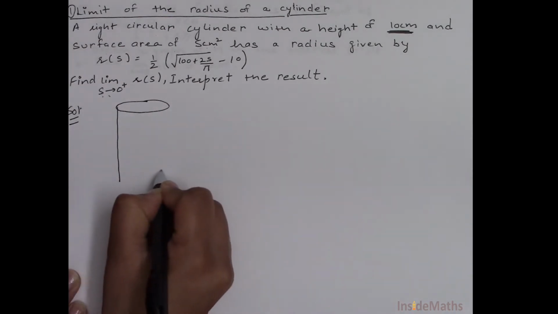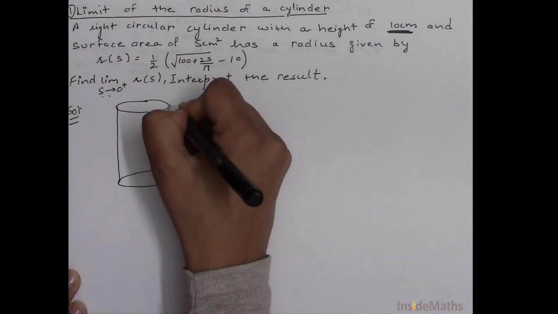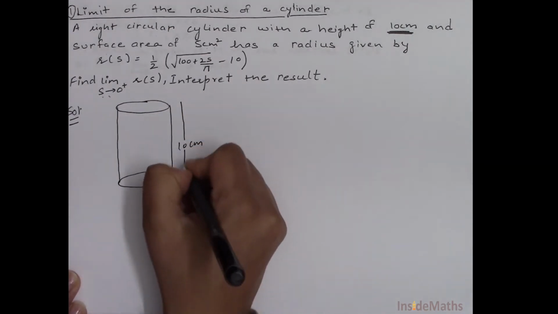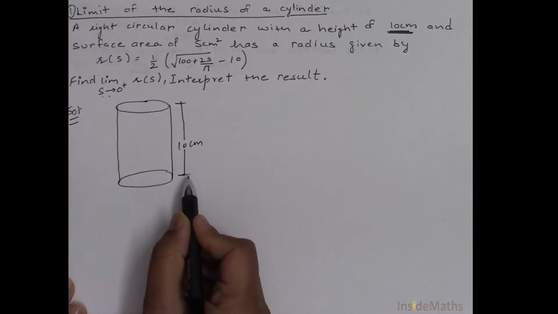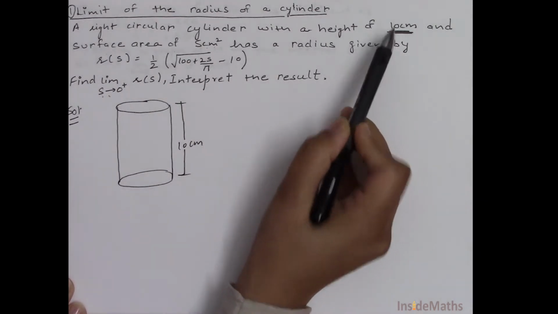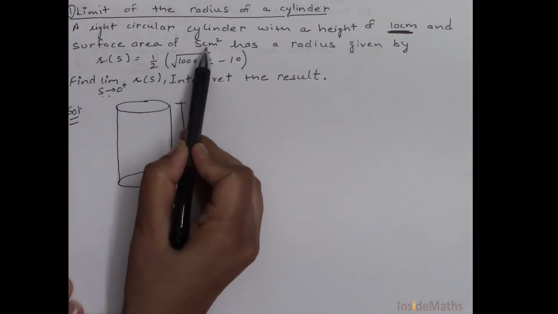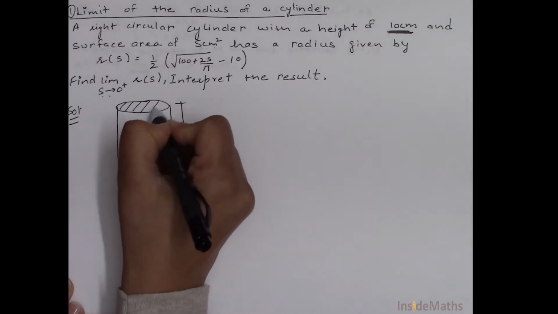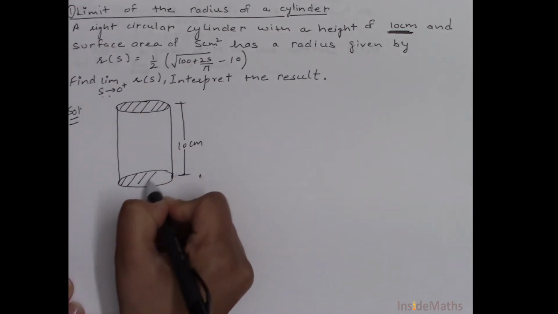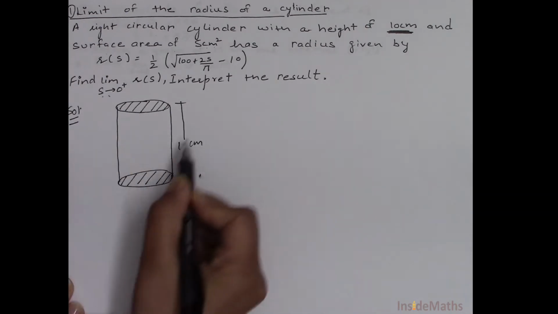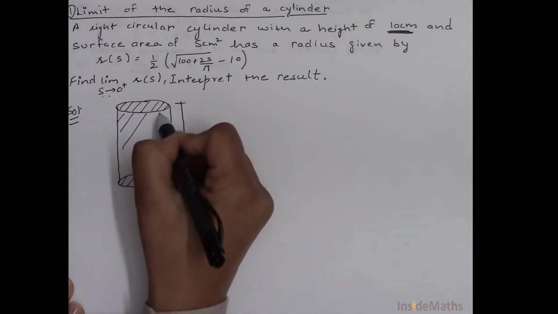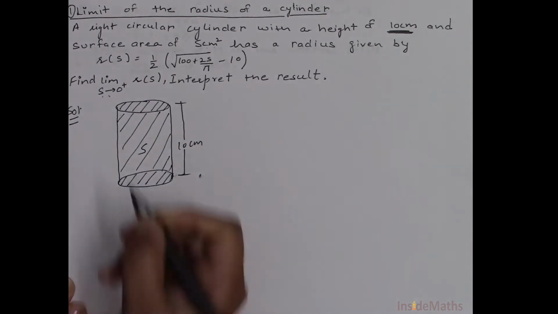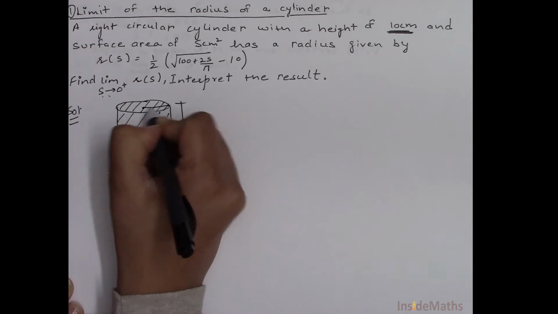First I'll make a right circular cylinder. Its height is 10 centimeter given, and the surface area is s centimeter square. Now what is the surface area? The top part, the bottom part, and this whole circular part, the kind of can. This is s, and the radius is given by r.